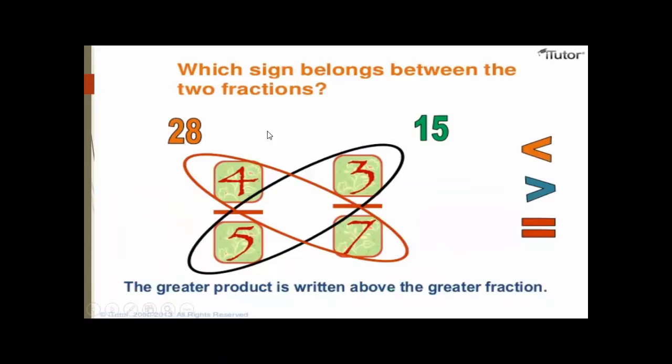Which sign belongs between the two fractions? We will check again. We multiply the first numerator with the second denominator, and the first denominator with the second numerator. So 4 sevens are 28, 5 threes are 15. Tell me, students, which number is greatest? 28. So what will we apply here? Which symbol? This one. How? 28 is greater than 15.